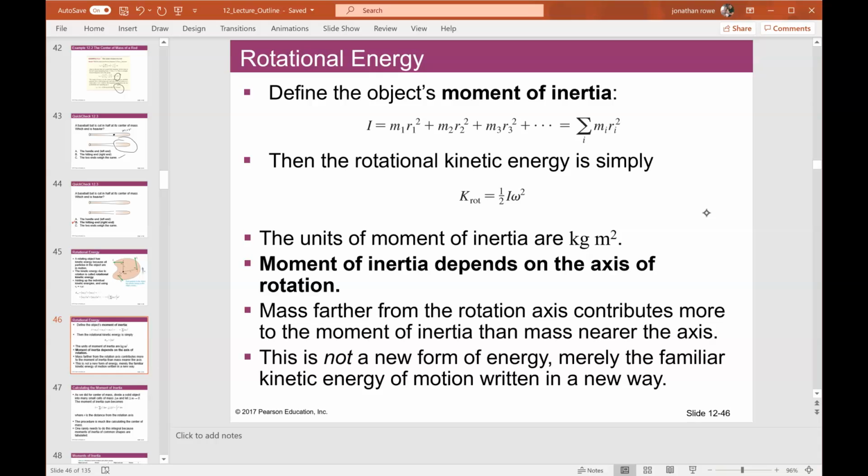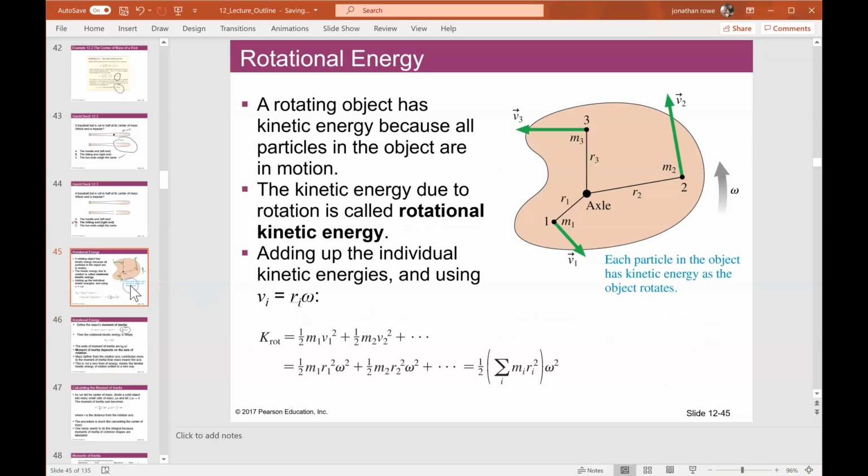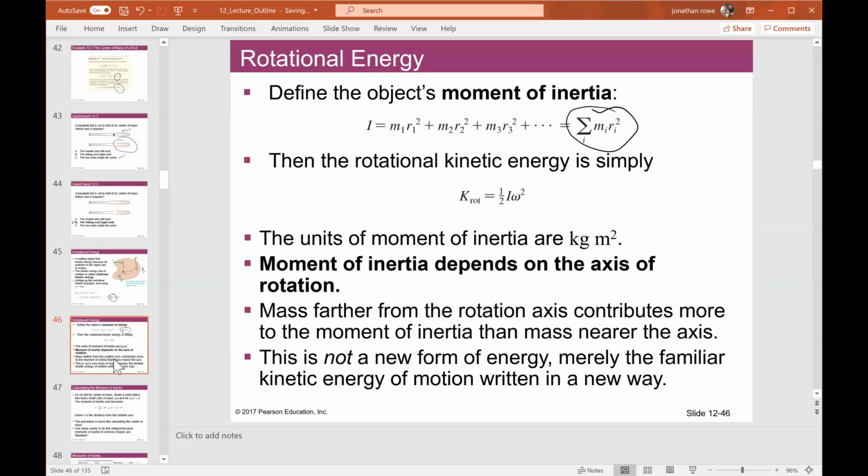So define the object's moment of inertia as all those little particles, the masses times the radii squared. And if that's how you define a moment of inertia, and that was what was in that kinetic energy equation we just looked at right here, then it just becomes 1/2 times the moment of inertia, which is I, omega squared. 1/2 I omega squared instead of 1/2 m v squared is 1/2 I omega squared.